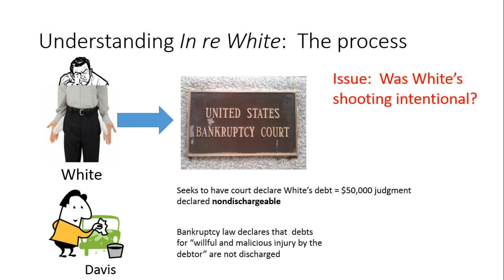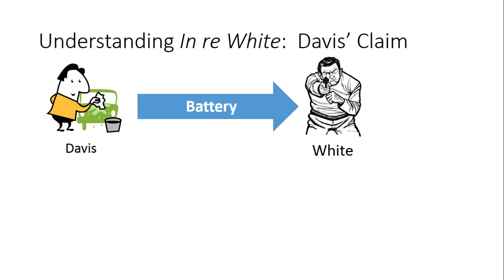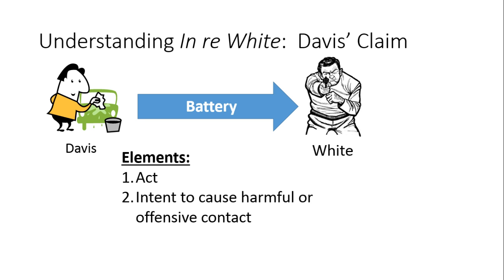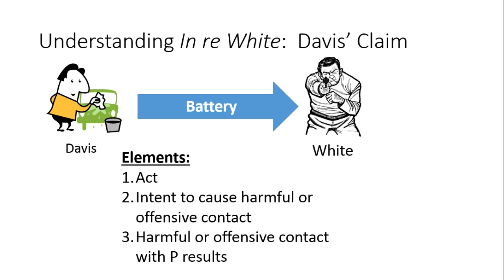Right, so what we're going to do, and what the bankruptcy court is doing here, is trying to determine whether or not we have the intentional injury here. So it really is looking at whether or not we have a battery claim. Now realize Davis didn't have to prove this because White defaulted below, but we're basically looking at that battery claim as if he did. So as you know now, battery has three major elements: the act, intent to cause harmful or offensive contact, and thirdly, that harmful or offensive contact with the plaintiff actually results.